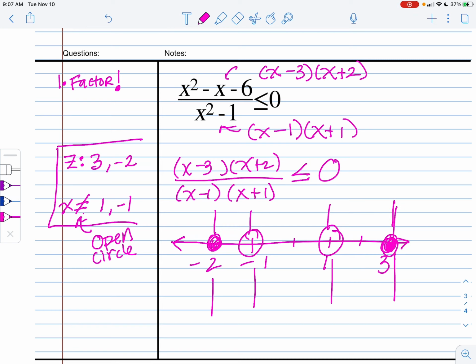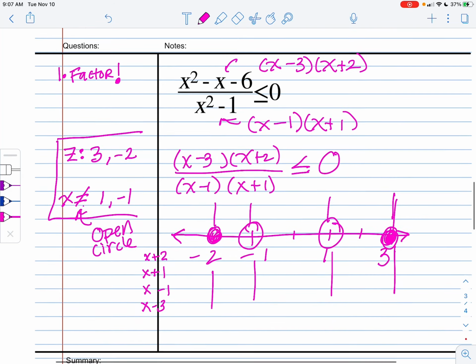So you need to be very aware of the fact that when you have a greater than or equal to sign or a less than or equal to sign, any of those numbers in the denominator, those restrictions, always have an open circle, okay? So restrictions always have an open circle. We're going to list our factors next. X plus 2, x plus 1, x minus 1, x minus 3.